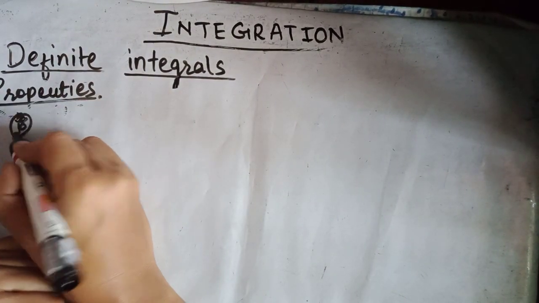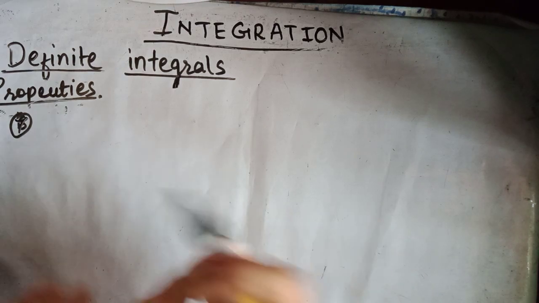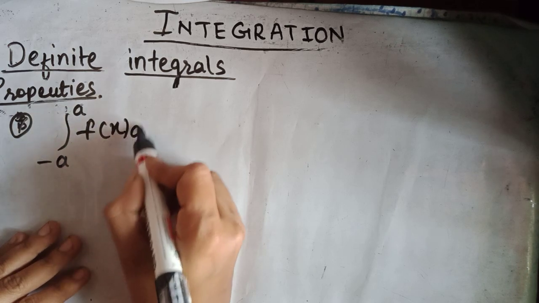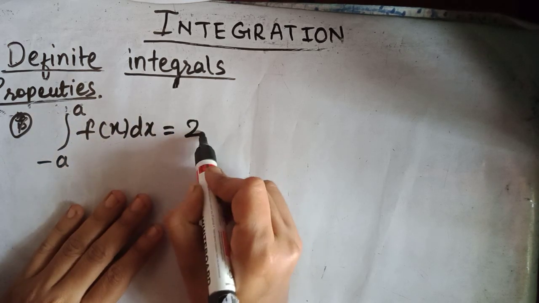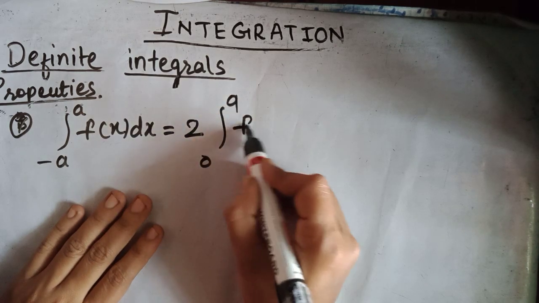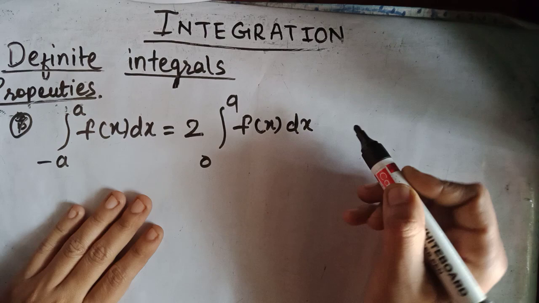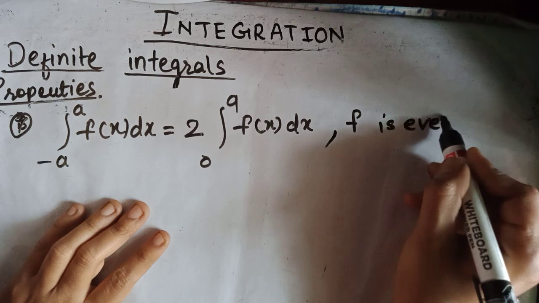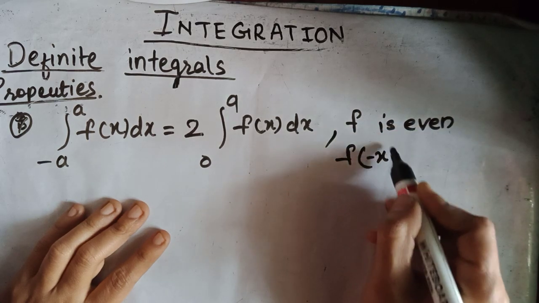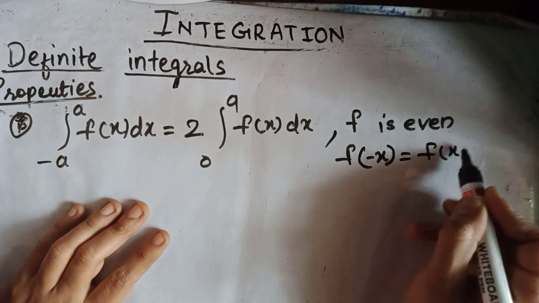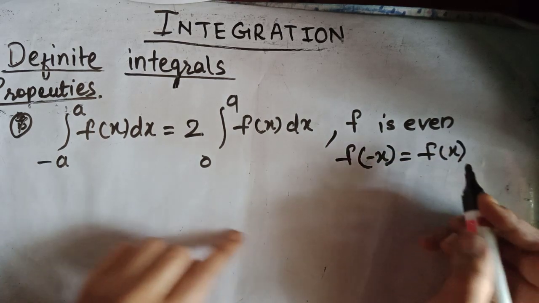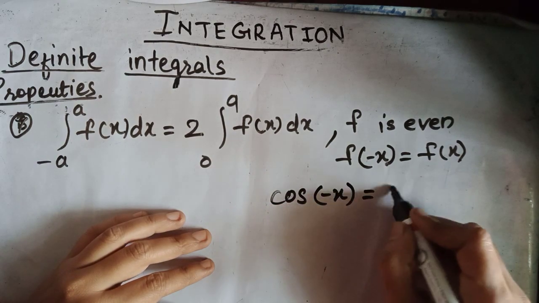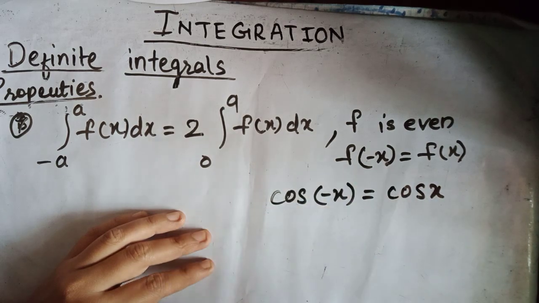Now there is a property for even and odd functions. Suppose the integral is from minus a to a f of x dx. Then this becomes 2 times the integral from 0 to a f of x dx if the function is even, that is, if f of minus x gives you f of x. Functions like cos of minus x always give cos of x, so this is an even function.